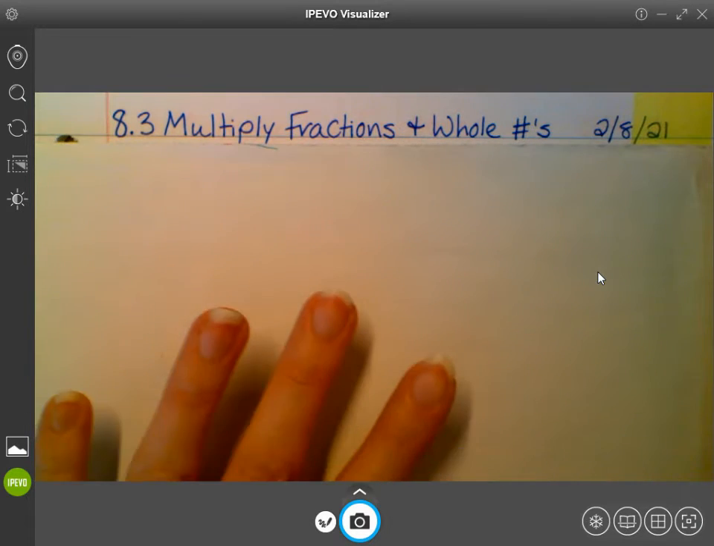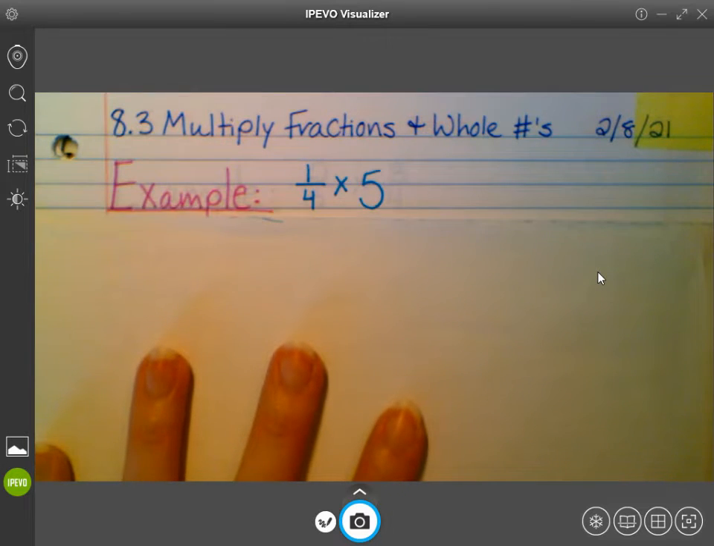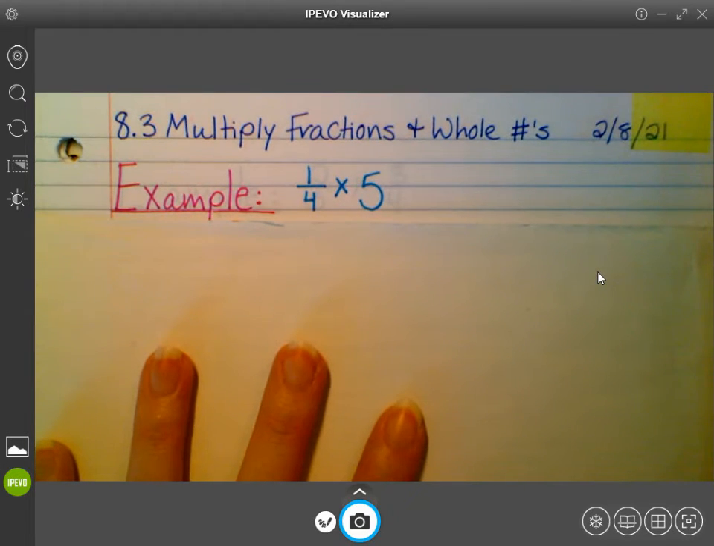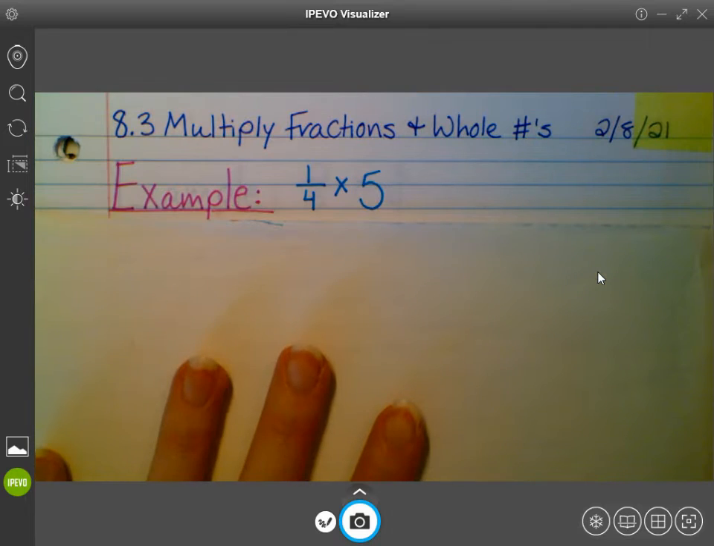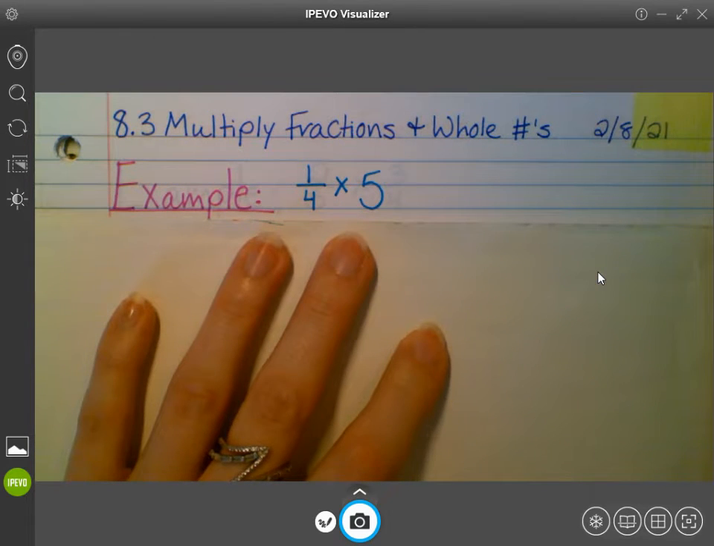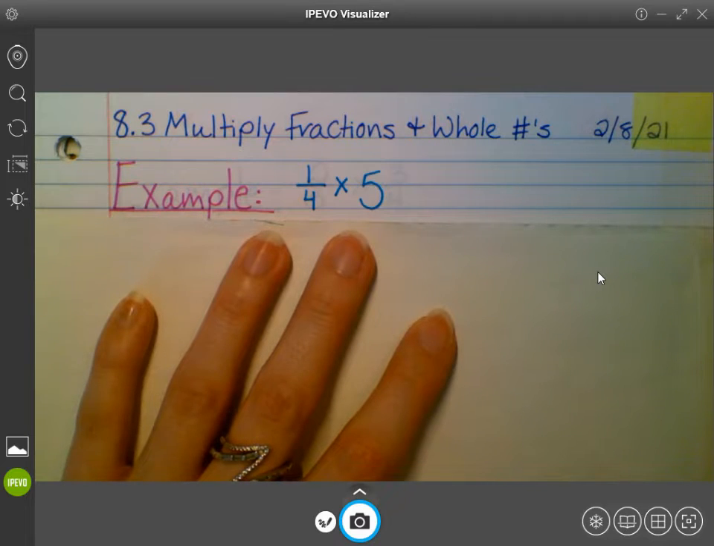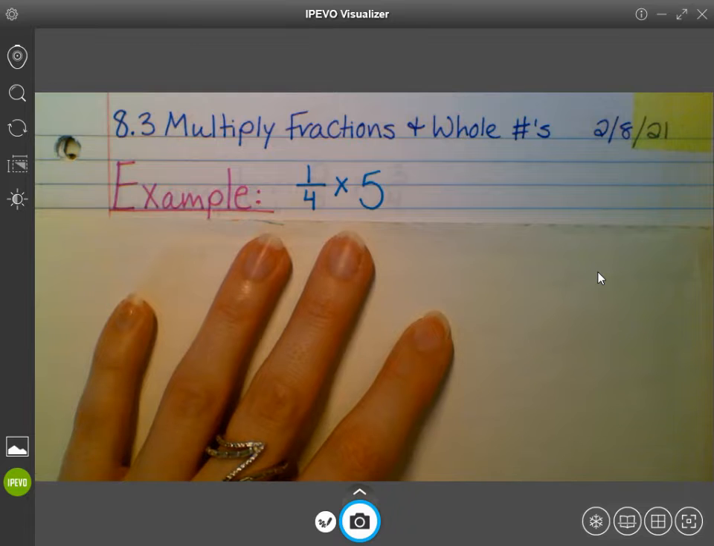Awesome. Okay, we're going to be starting with an example. So our example problem is 1/4 times 5. So everyone should be writing this down. 1/4 times 5. Are you writing this down? Awesome. And give me a thumbs up when you have our example written down.